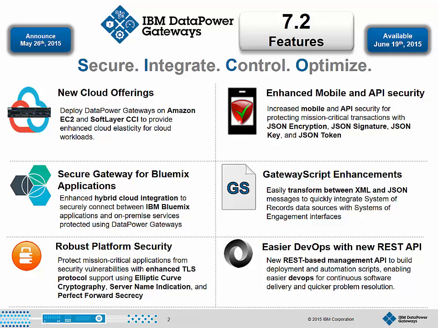Since the core of DataPower is a robust security gateway, we wanted to add new security and cryptographic capabilities to meet today's API and mobile application needs. Another one of our goals was to augment our already robust mobile and API functionality with new transformation and security capabilities, allowing developers to more easily secure APIs and mobile applications.